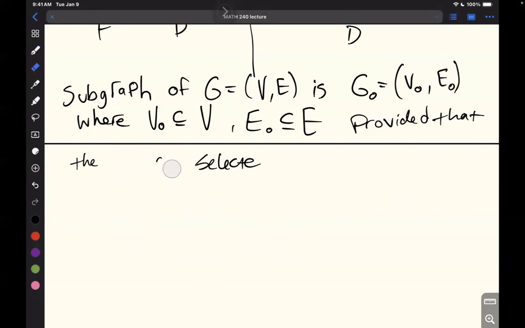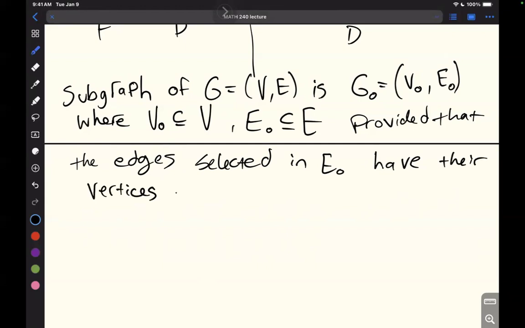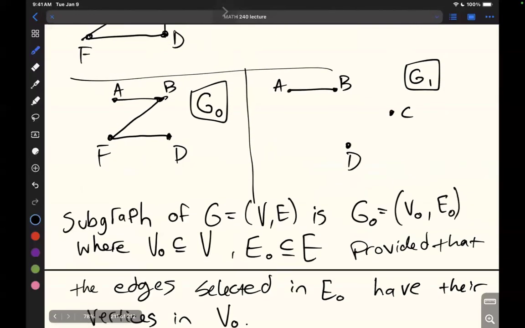How do I want to write this? Provided that the edges selected in E naught have their vertices in V naught. That just means that if I chose the edge AB, A has to be in my subset of vertices, and B also has to be in my subset of vertices. I can't choose the edge AB and not include either of A and B.